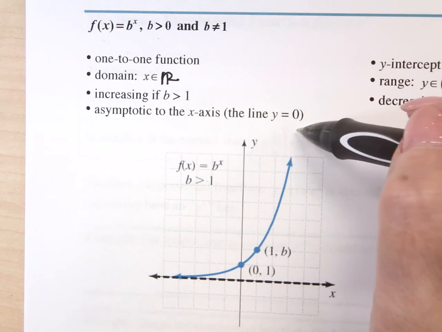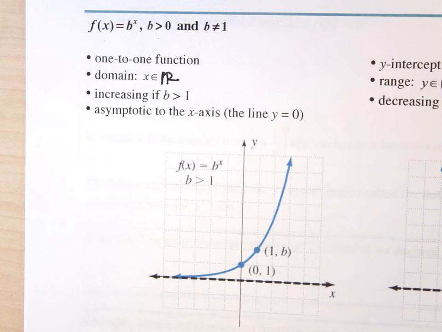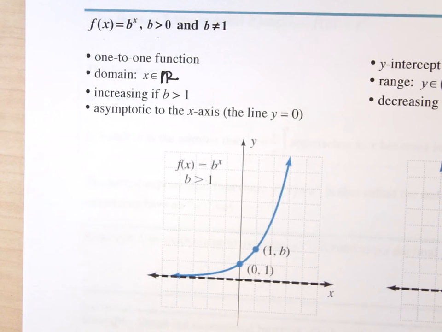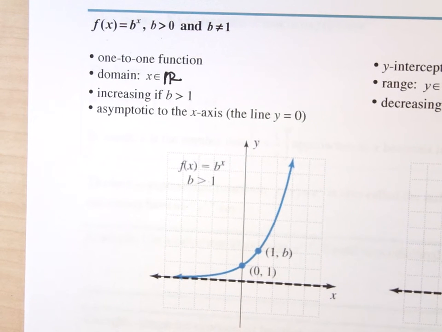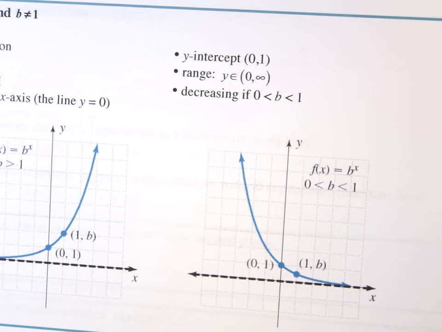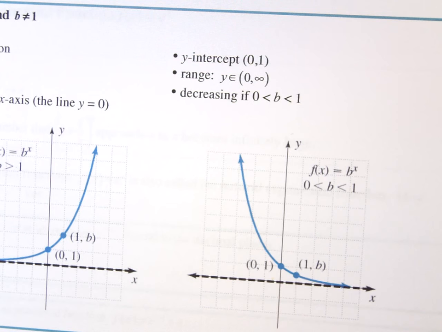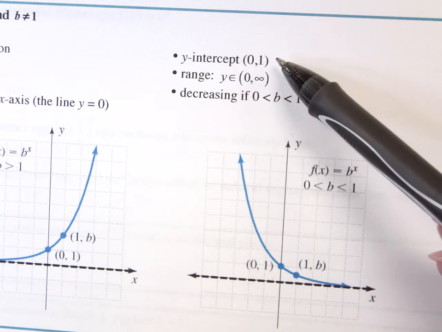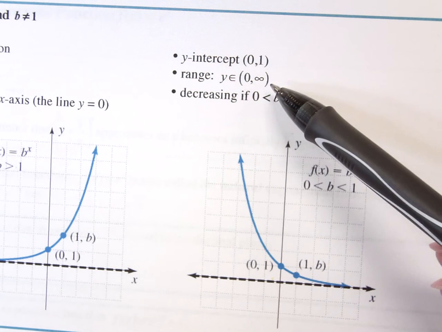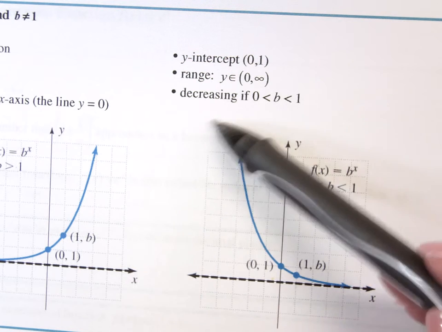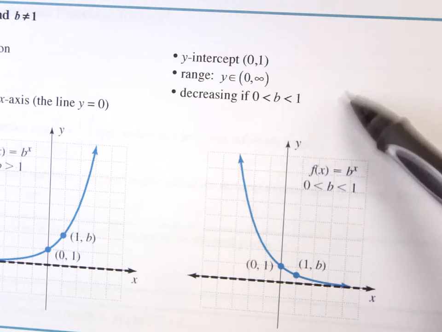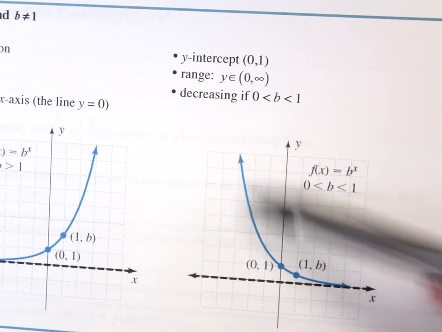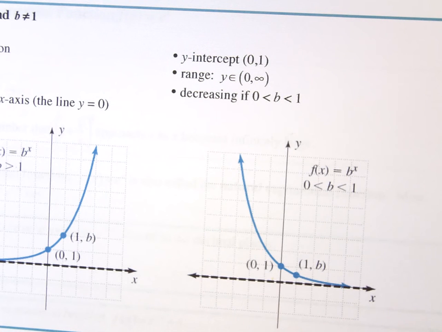Asymptotic to the x-axis, or y equals 0. And that's what it looks like, and that's what we graphed, 3 to the x, it looks just like that. This one has a y-intercept at (0, 1). Its range is 0 to infinity. It's decreasing if I'm on the other side, and this is this one right here. And that was 1/5 to the x, looks just like that.